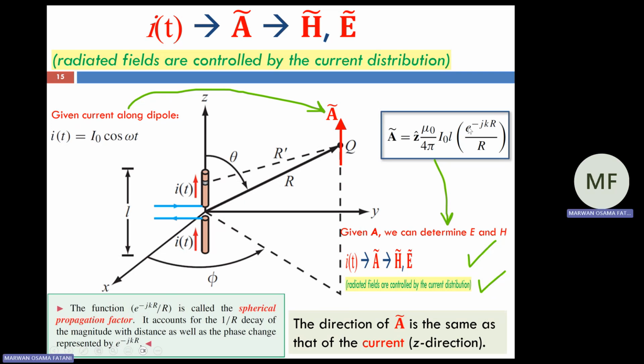So this function right over here is called the spherical propagation factor. It accounts for the 1 over r decay of the magnitude with distance, as well as the phase change represented by e to the power of minus jkr. So with the given current along a dipole, we can calculate A with the direction along Z multiplied by mu naught over 4 pi, I naught L, multiplied by this spherical propagation factor.